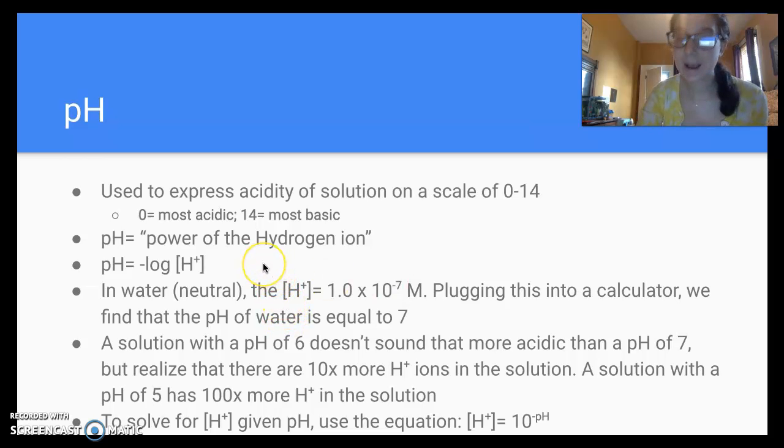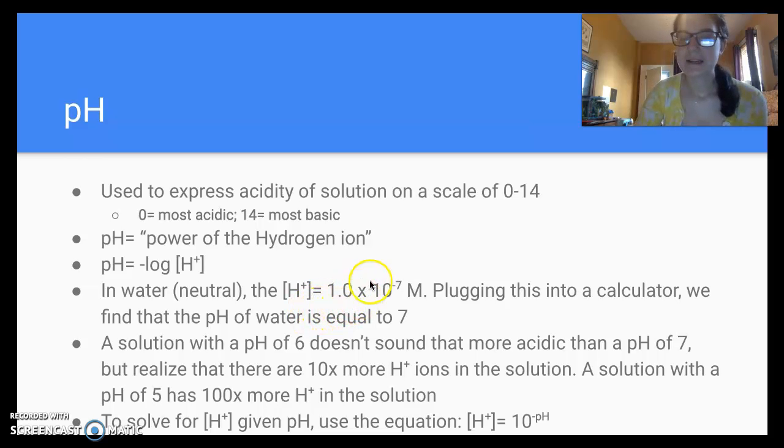Okay, so to calculate the pH of something, it can be from 0 to 14. It doesn't have to be a whole number, it can have decimals. You take the negative log in your calculator of the concentration of H+. So again, in water, a neutral solution, 1 times 10 to the negative 7, if we take the negative log of that, we get a pH of 7. And you can type that into your calculator and hopefully you see that.